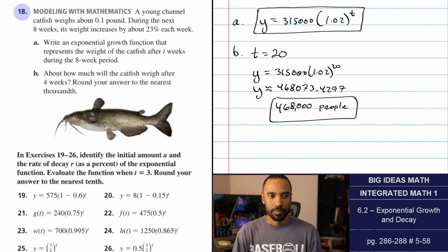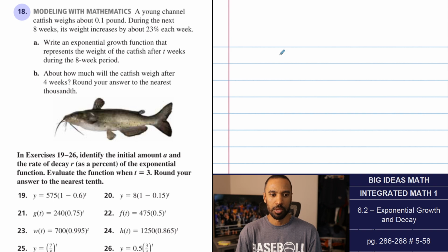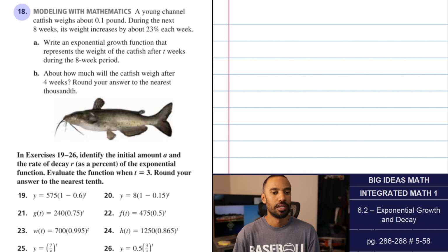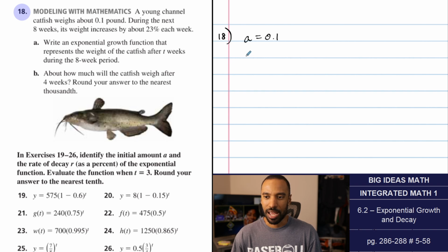Okay, number 18. A young channel catfish weighs about 0.1 pounds. So this is not population or money, this is weight. During the next 8 weeks, for this, which this model will apply, I suppose, its weight increases by about 23% each week. So our initial amount here will be 0.1 for this catfish. It's around, what, 1.6 ounces, I guess, then? And then during the next 8 weeks, its weight will increase by 23% each week.